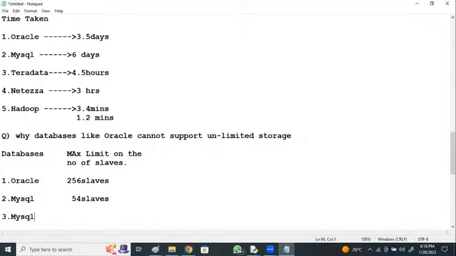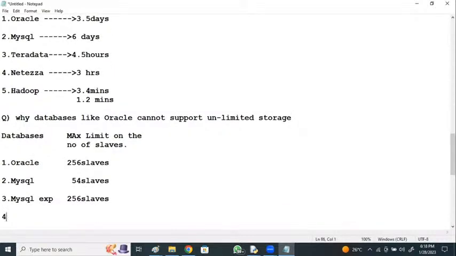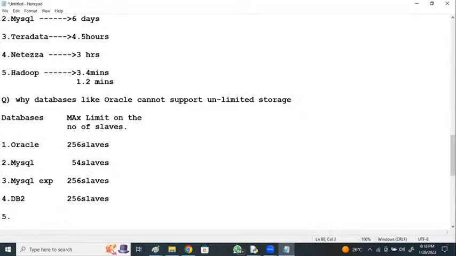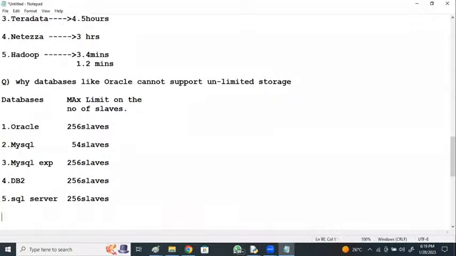MySQL Express can support nearly 256 slaves. DB2 supports nearly 256 slaves. SQL Server also supports around 256 slaves. So Oracle, MySQL Express, DB2 and SQL Server can support only up to 256 slaves. Beyond that, they cannot support data.